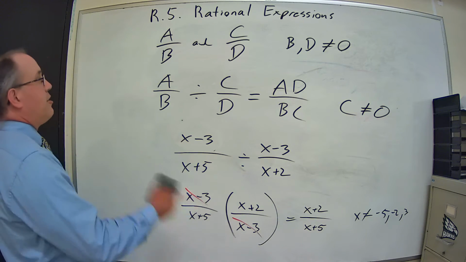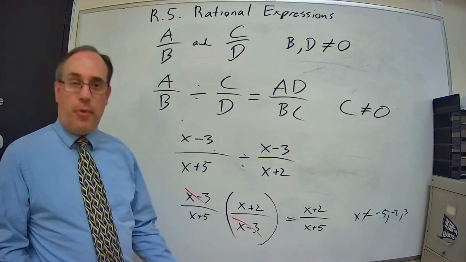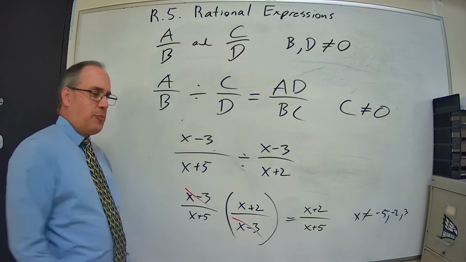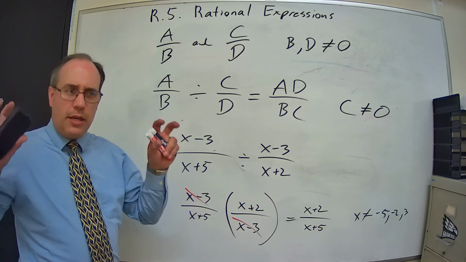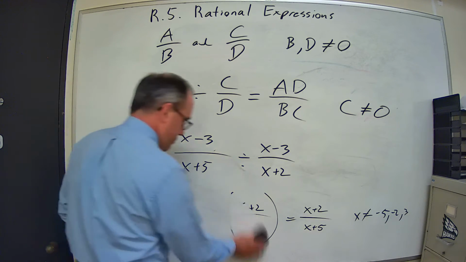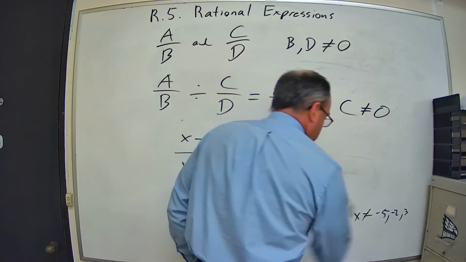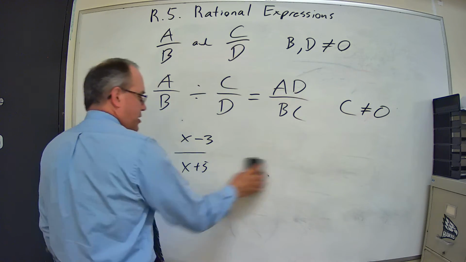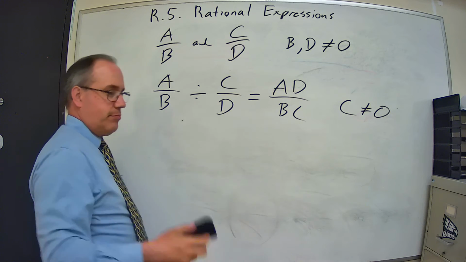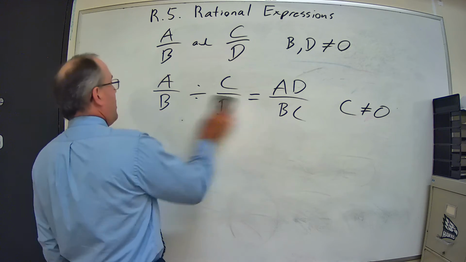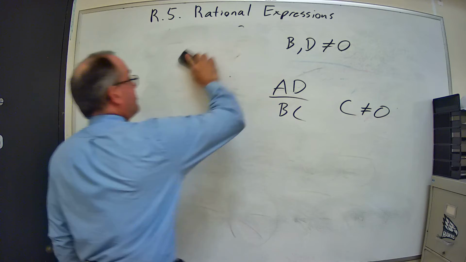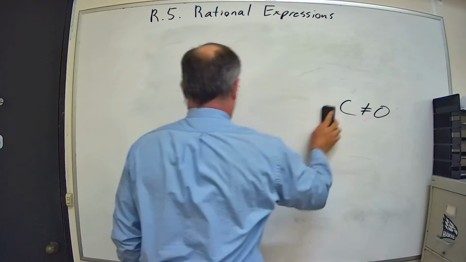So again, multiplication, division, that's the easy part. I should put easy in quotes. That's the easy part. Well, what makes addition and subtraction more complicated than multiplication and division? Just the fact that you need a common denominator.